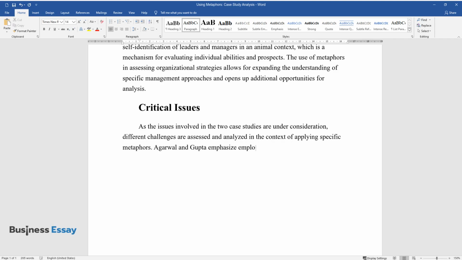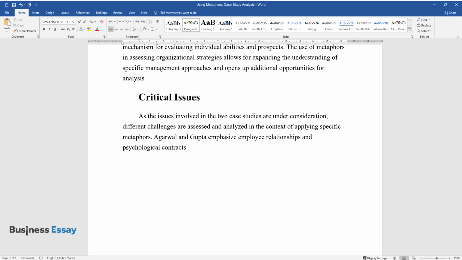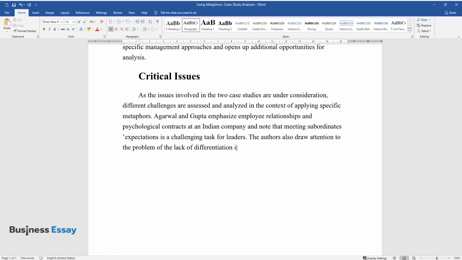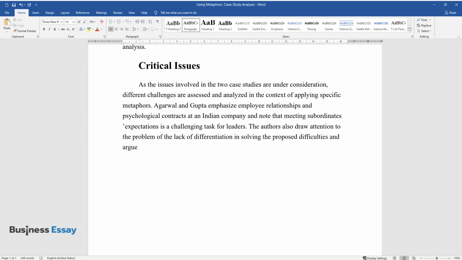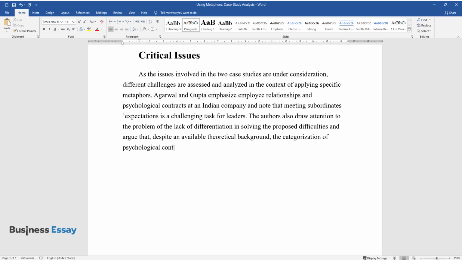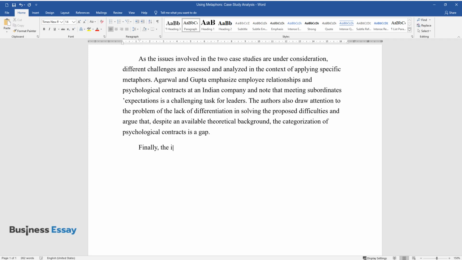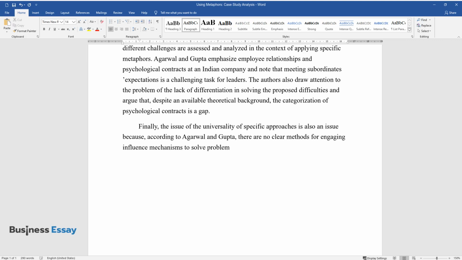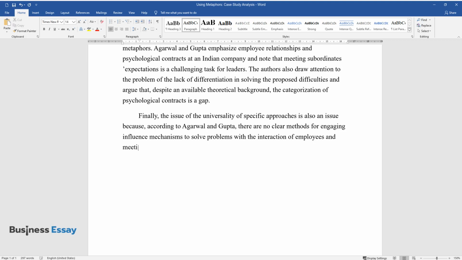Agarwal and Gupta emphasize employee relationships and psychological contracts at an Indian company and note that meeting subordinates' expectations is a challenging task for leaders. The authors also draw attention to the problem of the lack of differentiation in solving the proposed difficulties and argue that, despite an available theoretical background, the categorization of psychological contracts is a gap. Finally, the issue of the universality of specific approaches is also an issue because, according to Agarwal and Gupta, there are no clear methods for engaging influence mechanisms to solve problems with the interaction of employees and meeting their needs.